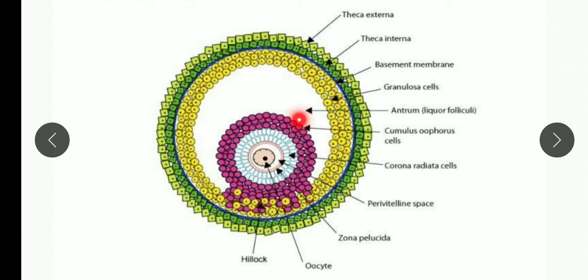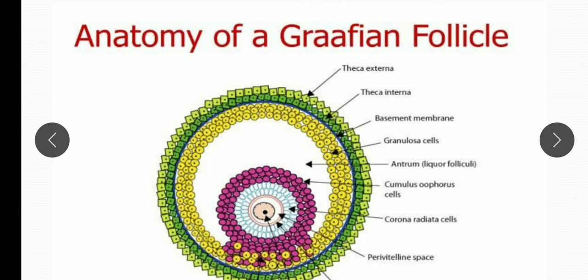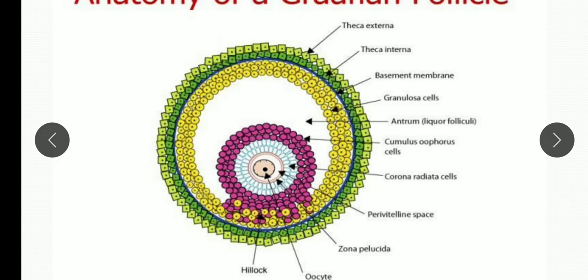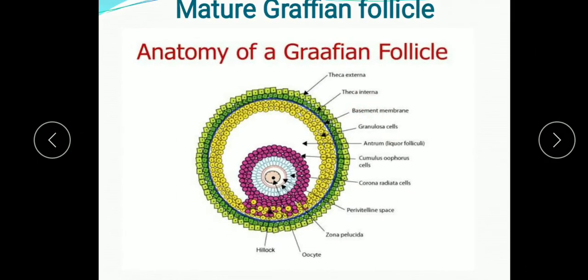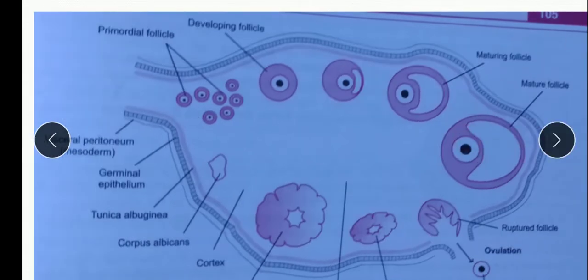Now this mature Graafian follicle is 2.5 centimeters in diameter, and in the middle of the ovarian cycle, about 14 days after the start of menstrual bleeding, it ruptures and releases the secondary oocyte from the ovary. So the mature Graafian follicle has the secondary oocyte. The release of this mature oocyte is of a secondary oocyte.